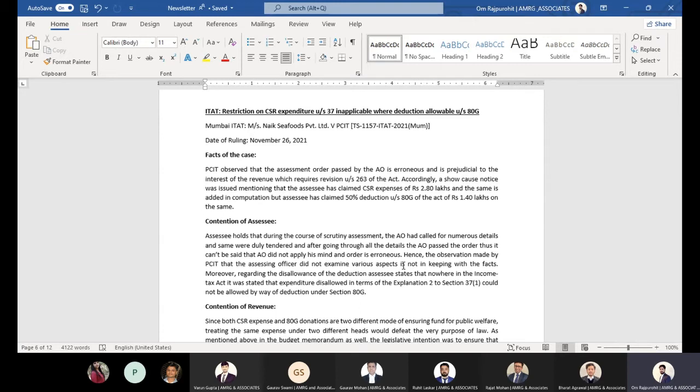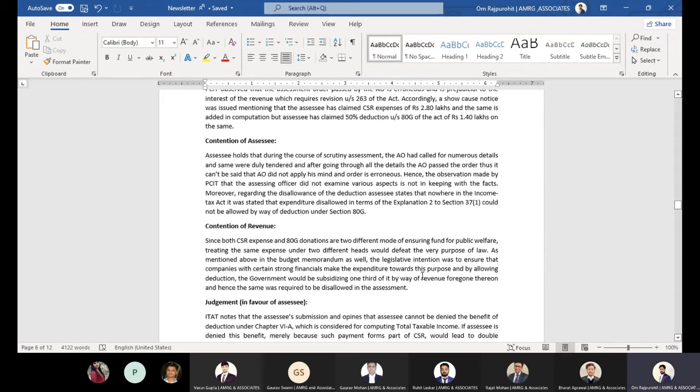Moreover, regarding the disallowance of deduction under section 37 and 80G, the contention was that it is not mentioned anywhere in the Act that if any expenditure, specifically CSR expenditure, is disallowed under section 37, then the same expenditure, if it is duly eligible to claim for 80G, shall be disallowed. So accordingly, the contention of the PCIT is void and not in accordance with the law.